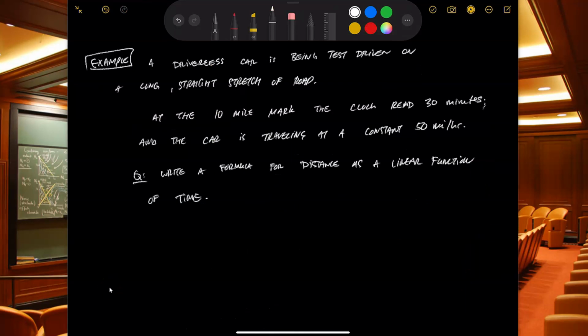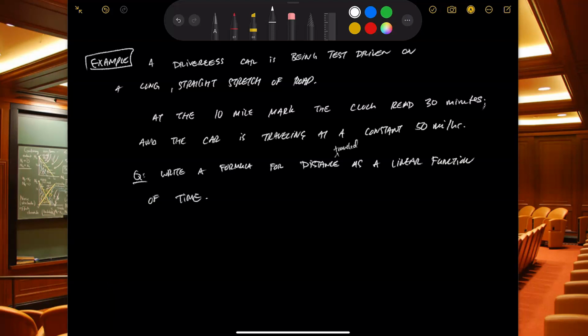Okay, so here's an example where we might use point slope form in a physical context. Let's say we have a driverless car that's being test driven on a long straight stretch of road. At the 10-mile mark, we know the clock read 30 minutes and the car is traveling at a constant 50 miles per hour. So we want to write a formula for the distance traveled as a linear function of time.